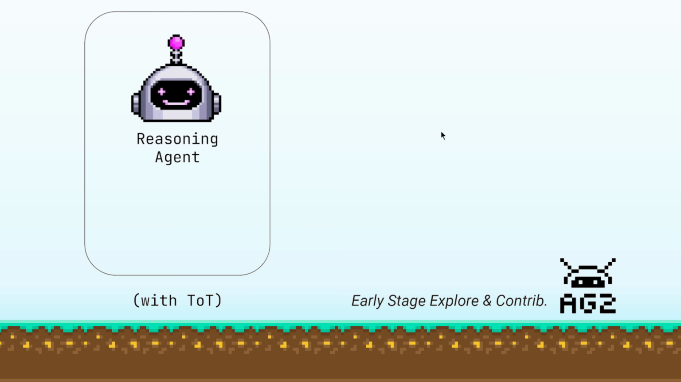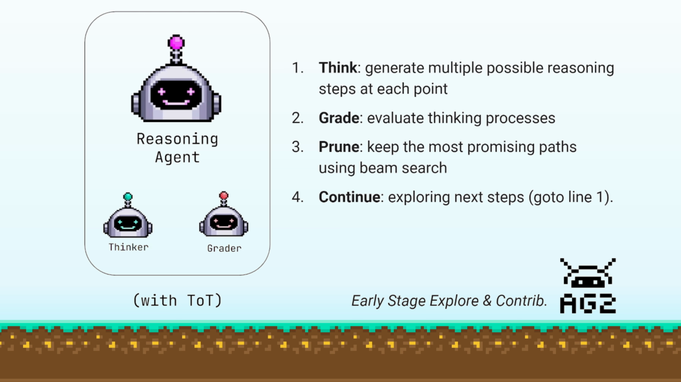This agent implements two subagents, known as the thinker and the grader, and relies on a methodology of thinking, grading, pruning, and continuing. Instead of simply providing one direct answer, the reasoning agent systematically explores multiple reasoning pathways. The thinker initially generates several potential reasoning options at each step. The grader then evaluates these and prunes less promising trajectories, and this iterative process continues until the maximum reasoning depth is reached, or all possible thoughts are exhausted.